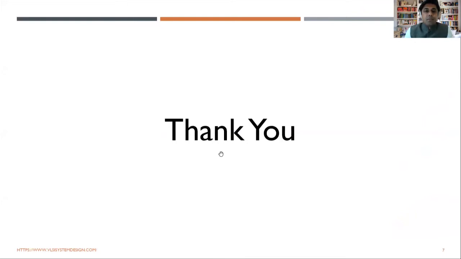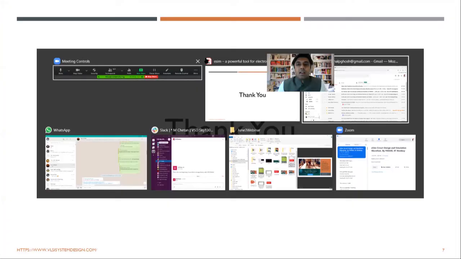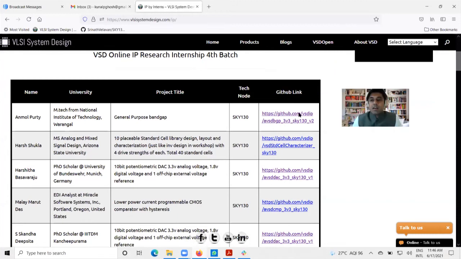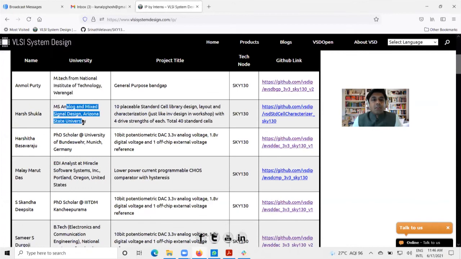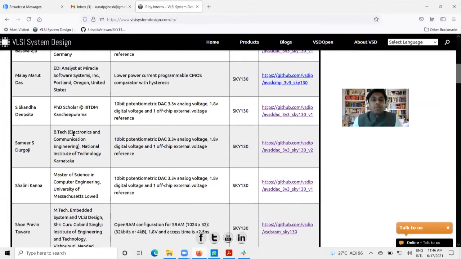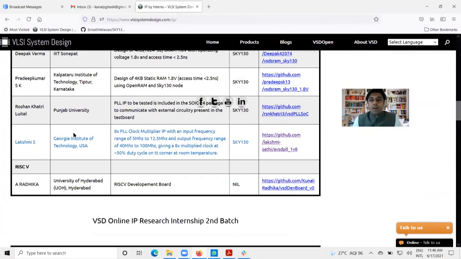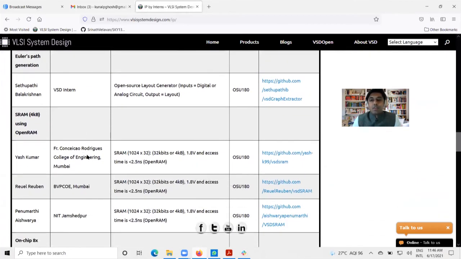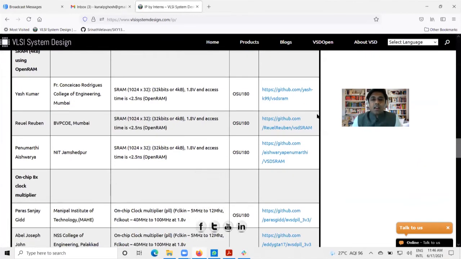And if I am allowed to show you some of the work that our students have done, I can show you the list of IPs that our interns have built only using open source EDA tools. If you look over here, the universities are NIT Warangal, Arizona State University, Munich in Germany, Oregon in the United States, and Triple ITDM Kanchipuram. If you see the list of colleges across the world who have participated in building hardcore real IPs using the circuit simulator tool that we're talking about, that's huge. And this can be easily scaled up to the number of students that we target.